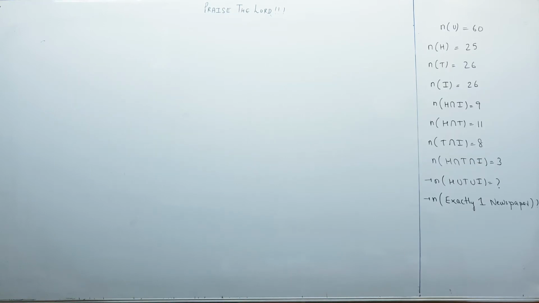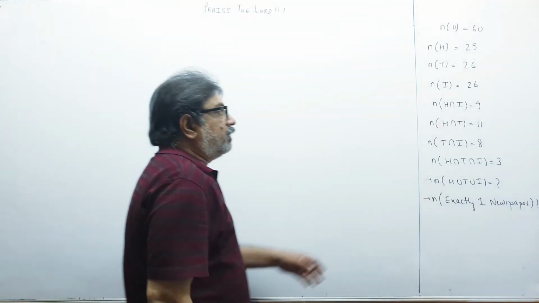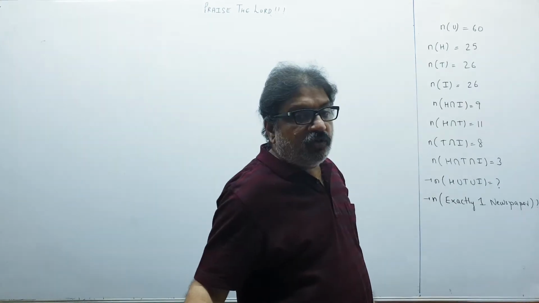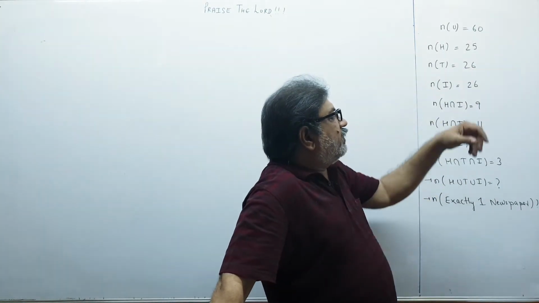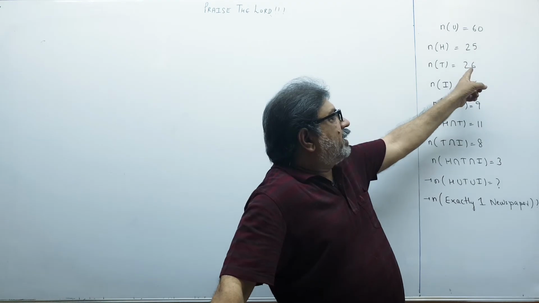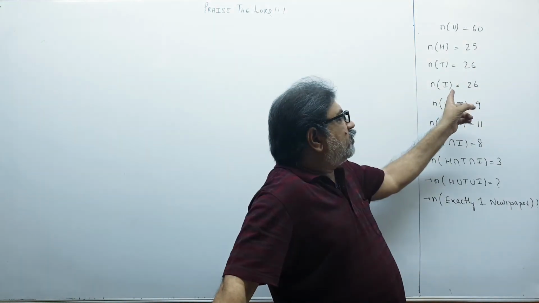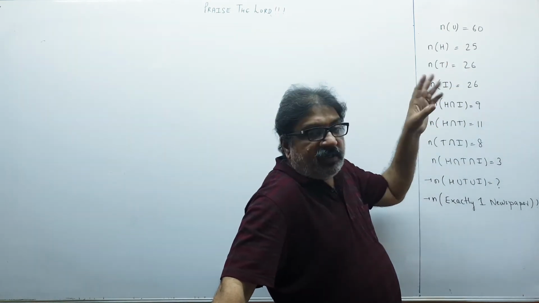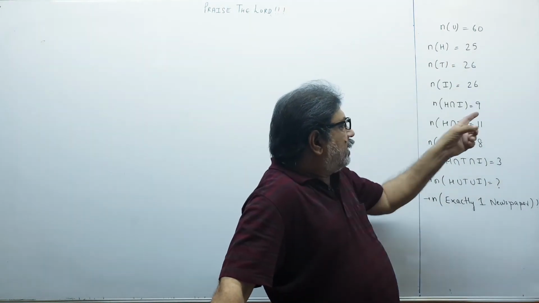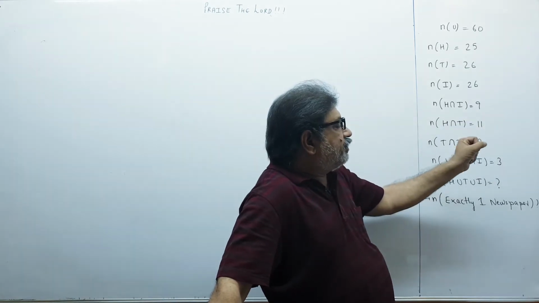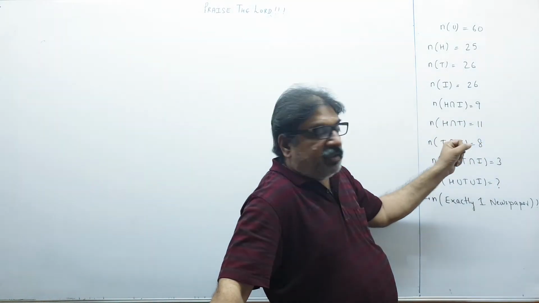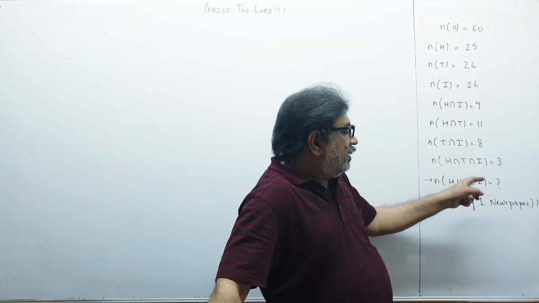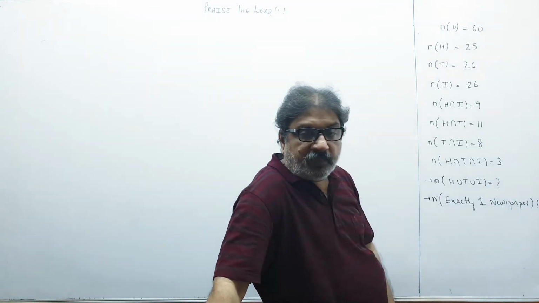So now the next question is there, children. There is a group of people of 60, n(U) is 60. The newspaper The Hindu is being read by 25 people. Times is being read by 26 people, and Indian Express is being read by 26 people. So The Hindu, Times of India and Indian Express, like that, H, T and I. 9 people read both H and I. 11 read both H and T, Hindu and Times of India. 8 read Times of India and Indian Express. 3 read all the 3 newspapers.